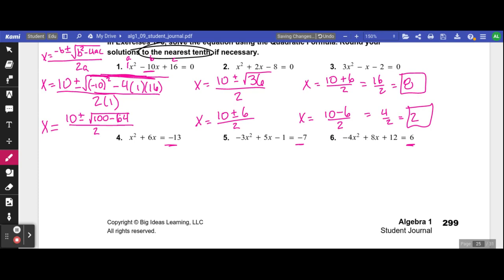If you are super good at factoring, you might have looked at number 1 and seen that this one does factor. It's the same answers I would have got if I did factor. On a lot of these, though, they're not going to factor nicely. The quadratic formula is going to be the only way we can solve these out. All right.